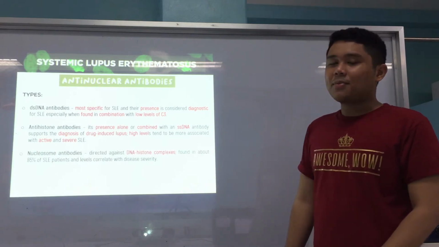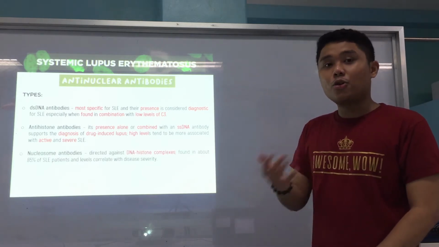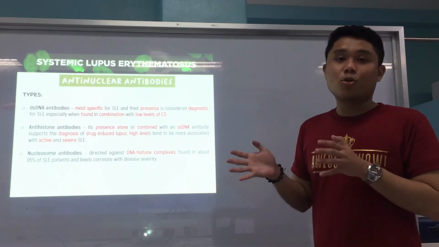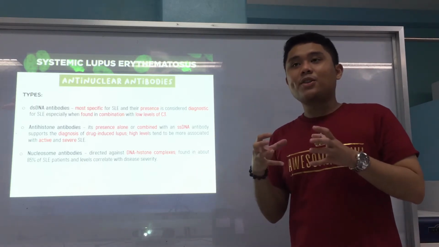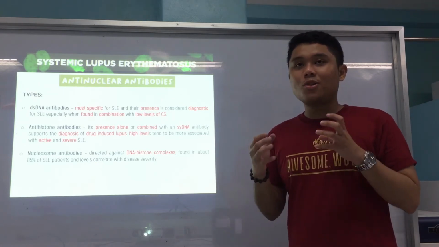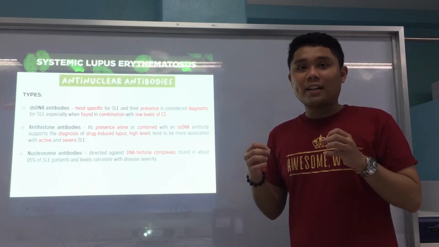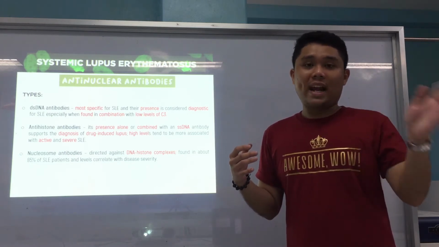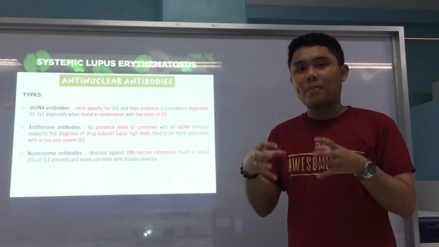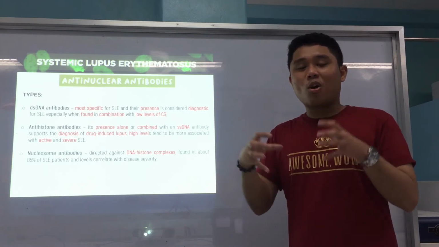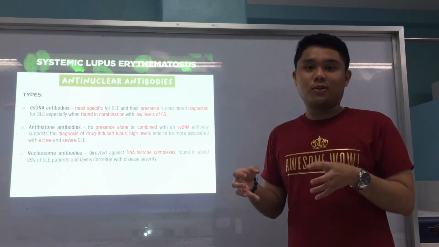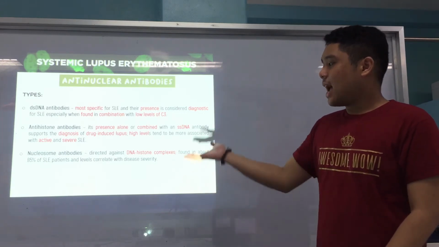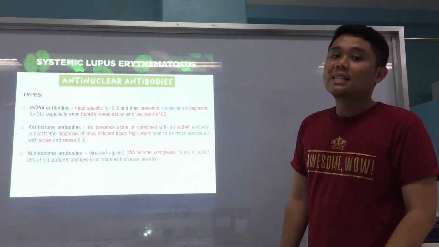Now next, another type of antibodies are your nucleosome antibodies. Nucleosome antibodies are directed against the DNA-histone complexes. So it's a combination of the DNA and histone. When you say nucleosome antibodies, it's against the complex. It's not an antibody separate for DNA or separate for histone. It's an antibody against the DNA-histone complex. They are found in about 80% of SLE patients, and levels correlate with disease severity.